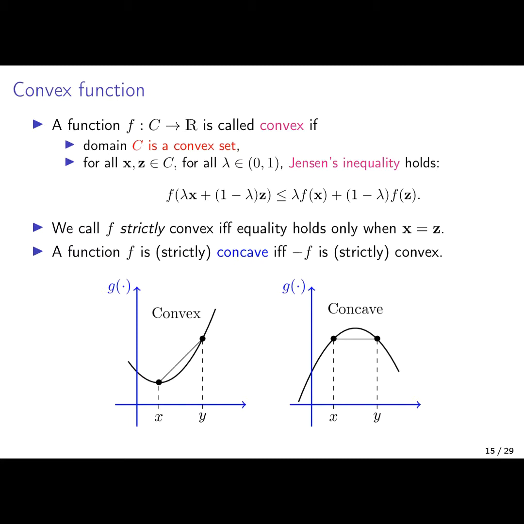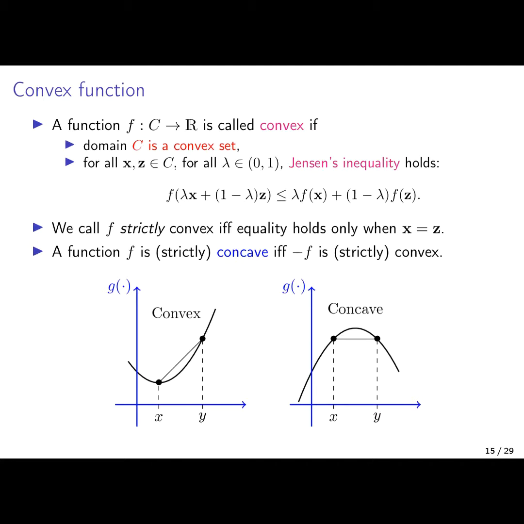Alright, so once we know what a convex set is, now we can define a convex function. A function from a set C to the real numbers is convex if its domain C has to be a convex set. Okay, the domain has to be convex in order for the function to be convex. Then you take 2 points from the domain and you take the convex combination. Then the function has a smaller value at the convex combination than the convex combination of the function values. Okay, and we call the function strictly convex if this inequality holds if and only if the 2 points coincide. Okay, and similarly we call the function f concave if its negation is convex.